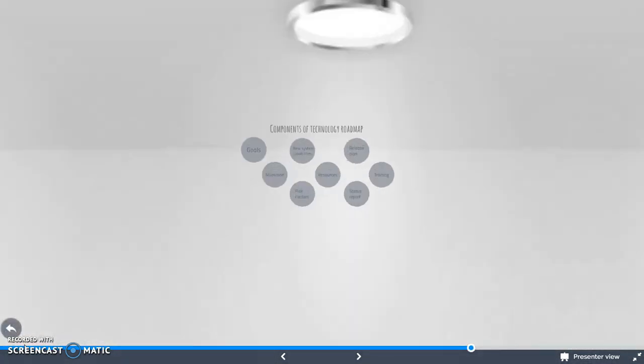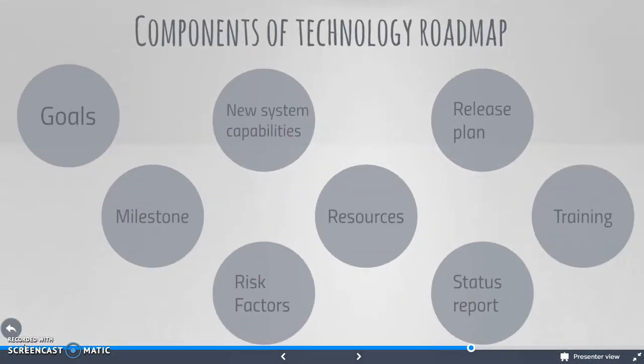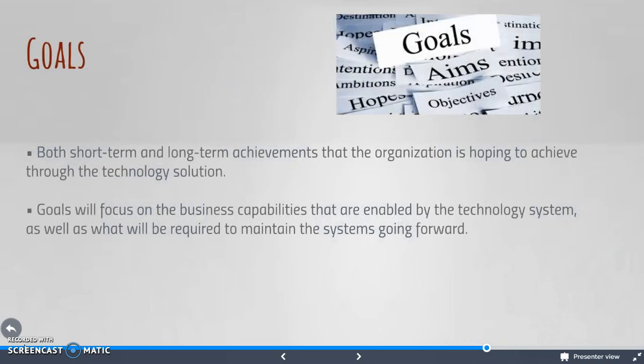Next is the components of technology roadmap. We have goals, milestones, new system capabilities, risk factors, resources, release plans, status report, and training. Okay, for the goals, both short-term and long-term achievements that the organization is hoping to achieve through the technology solution. Goals will focus on the business capabilities that are enabled by the technology system, as well as what will be required to maintain the system going forward.